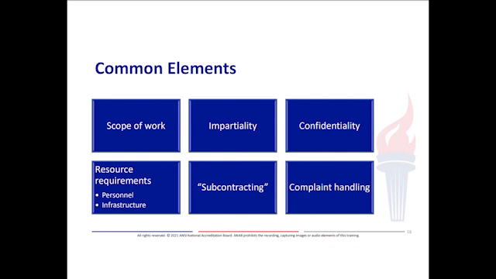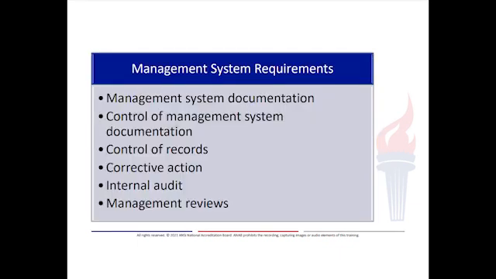Now, what are some of the common elements between 17025 and 17020? Well, they both have to define what their scope of work is. They both have to have impartiality from either the organization that they're doing testing for or the organization that they're doing inspection for. They have to maintain confidentiality. The resource requirements for personnel and infrastructure are the same. The requirements for subcontracting are very clearly defined, and the requirements for how they may handle complaints also has to be clearly defined.